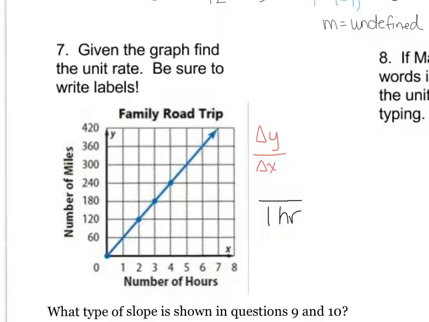So what we are looking for in this particular graph, it shows up really nicely, where our x value, because as you can see, this line represents the x-axis, where our x value is 1, the y value is 60. So that means on this family road trip, they are going 60 miles per 1 hour. That's all you need to do.